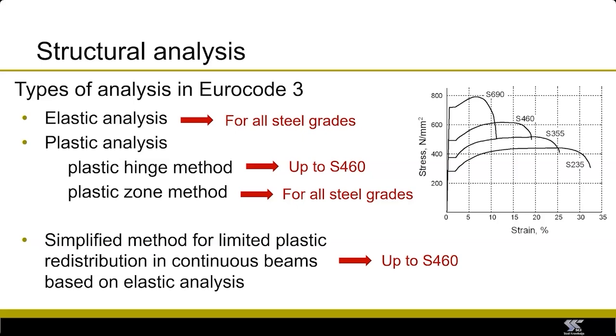So because of this, when designing a structure that is made of high-strength steel, the most likely type of structural analysis that you're going to be using is the elastic analysis. Now, this type of analysis is also the most common type of analysis that is used when designing structures made of S275 or S355 steel. So this limitation should not be a big problem if you want to use high-strength steel.